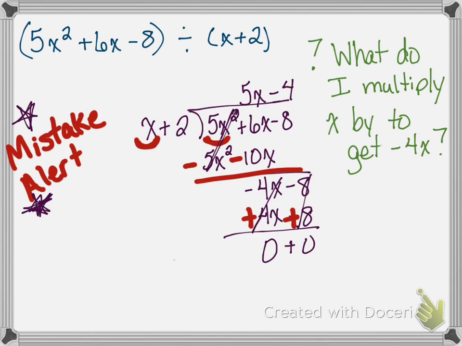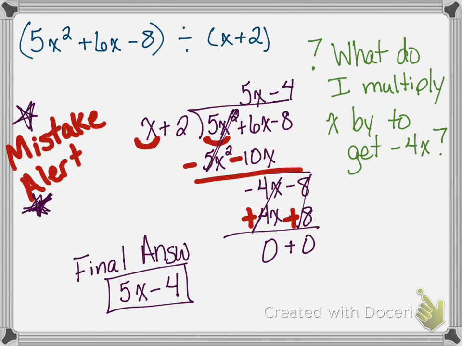So in this situation right here, we are left with a remainder of 0. We don't have a remainder here. So my final answer to this problem is 5x minus 4. This is my final answer right here. Okay? Now, in our long division problem that I started with, we had a remainder. So I want us to do one more problem that does have a remainder, because we can have remainders here just like we do in any of our long division problems that we've done.